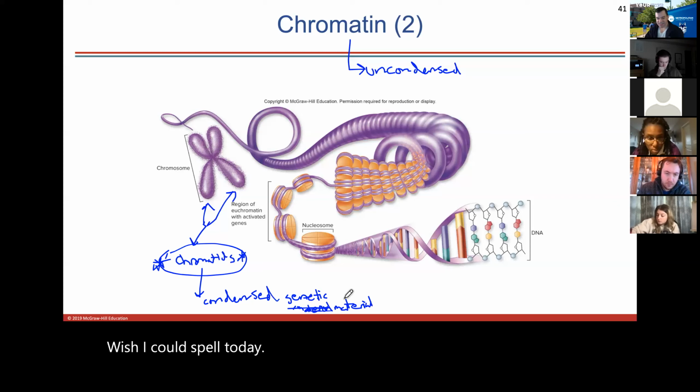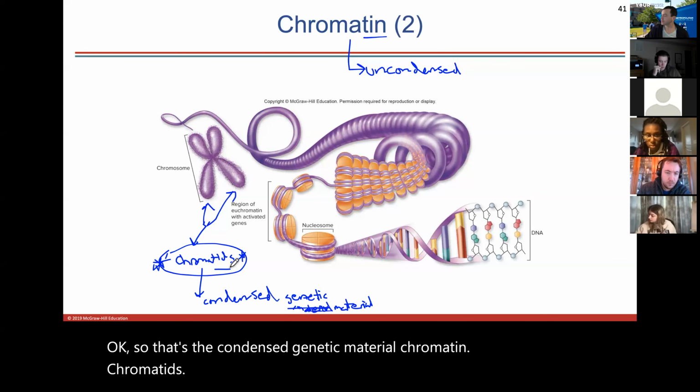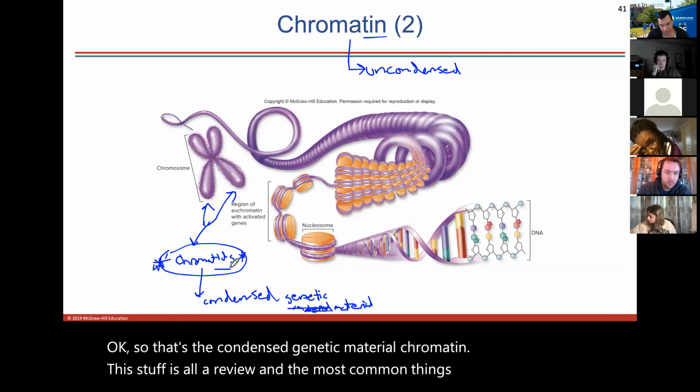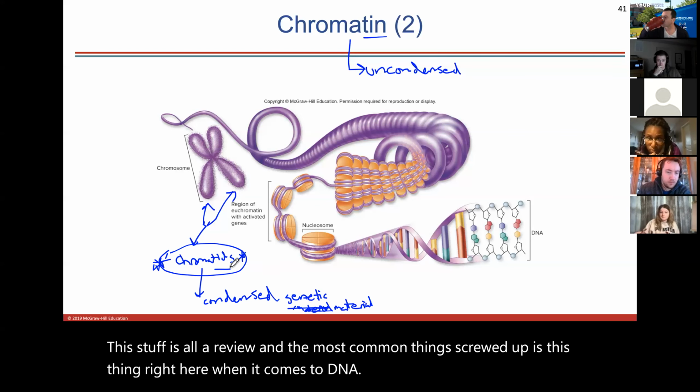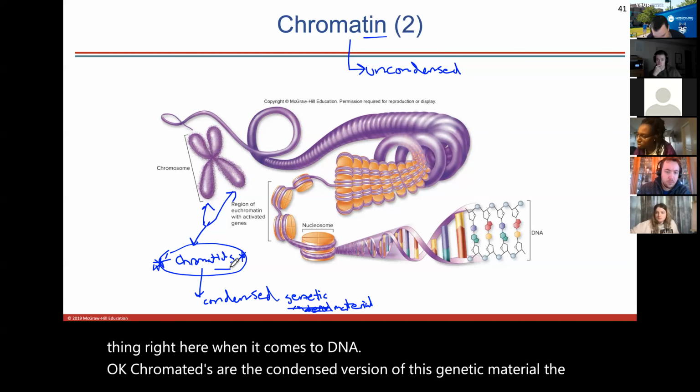Okay, so that's the condensed genetic material. Chromatin, chromatids. This stuff is all a review, and the most common thing screwed up is this right here when it comes to DNA. Chromatids are the condensed version of this genetic material. The uncondensed version is referred to as chromatin.